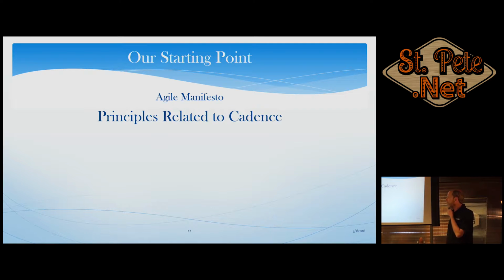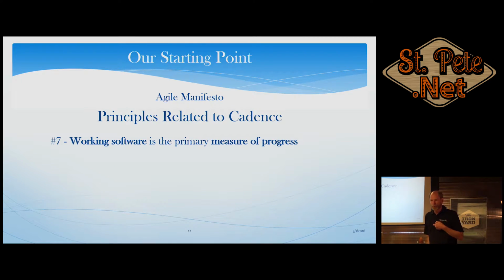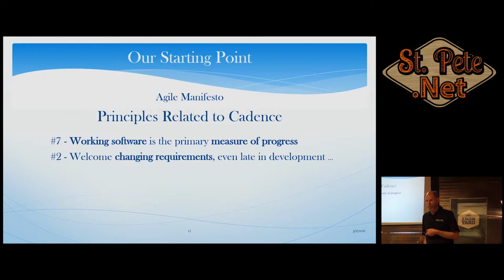So what can we find from the manifesto about cadence, the rate at which we're going to work? Working software is the primary measure of progress. So we want to make sure we don't have long periods of time where we have broken software. Ideally, we want working software all the time. We don't ever want broken software.